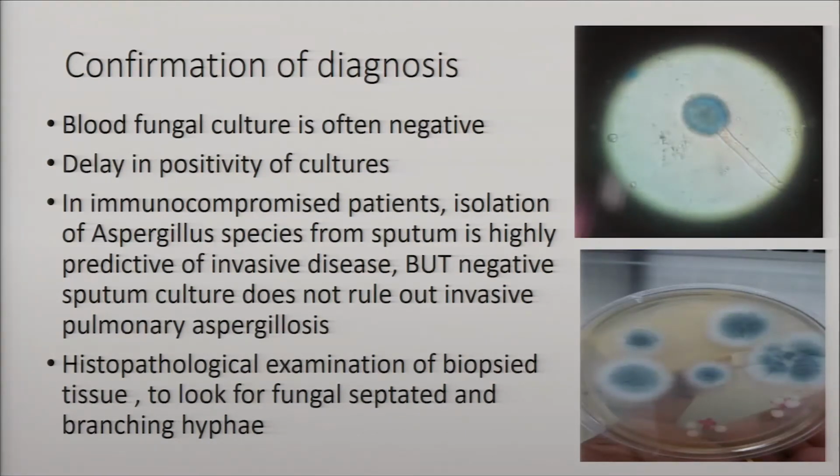Now, for this case, we only have CT thorax and also the galactomannan to guide us with the diagnosis. In fact, I only have one galactomannan. We didn't repeat the second one because we thought that the CT is quite classical. So most of the time, we could not get the positive blood cultures for Aspergillus.